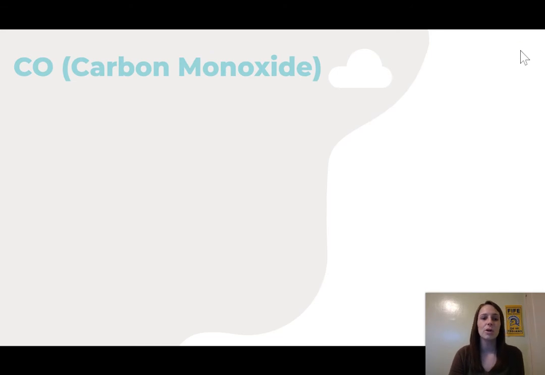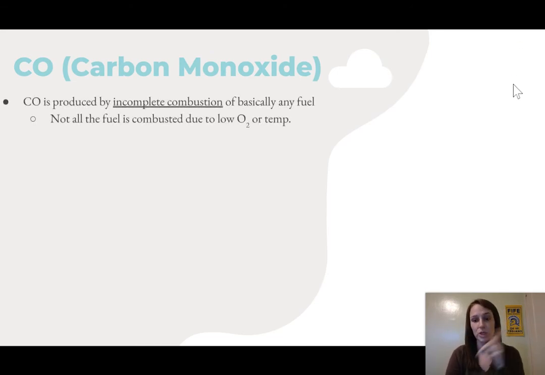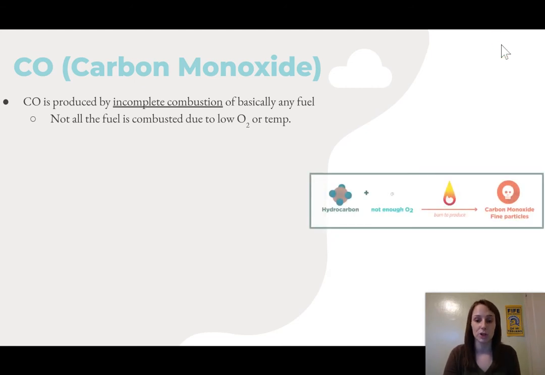So now we're going to talk about carbon monoxide, which is different than carbon dioxide. This is just CO. So carbon monoxide is going to be produced by incomplete combustion of basically any fuel. And incomplete combustion is where we are having it burned, but not all the fuel is actually getting burned because we have low oxygen levels or we have lower temperatures.